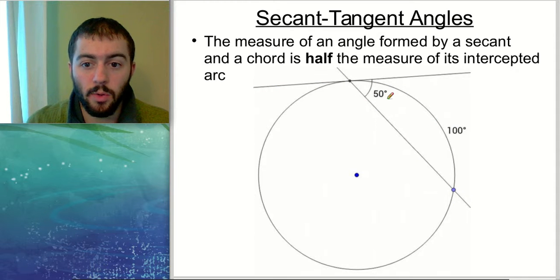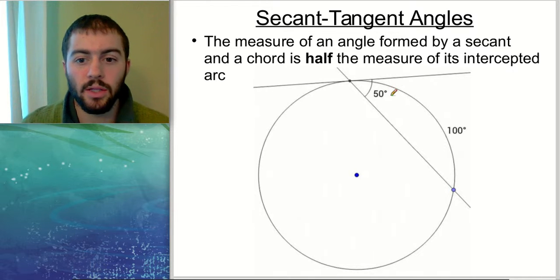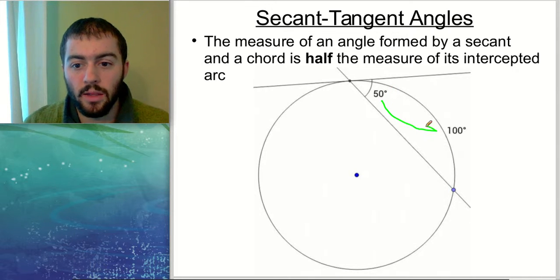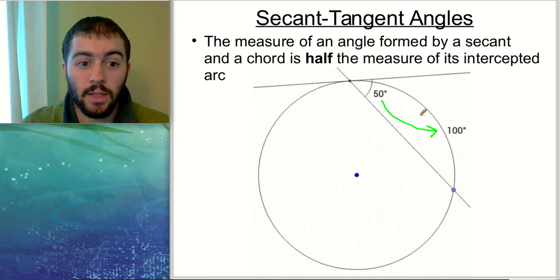So again, this works both ways. If you have the angle formed by secant and tangent lines, you can double it to get the measure of the intercepted arc if you were asked to work backwards there.